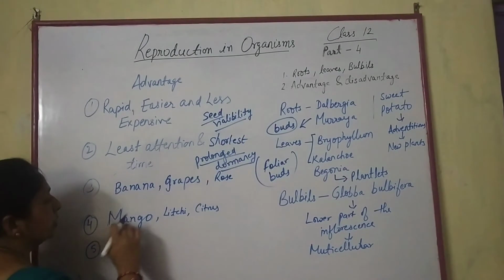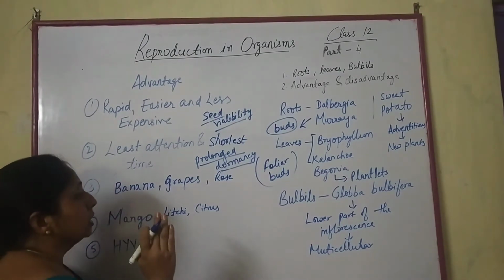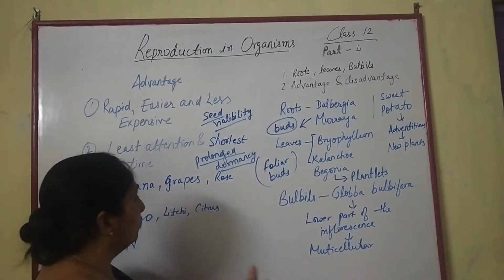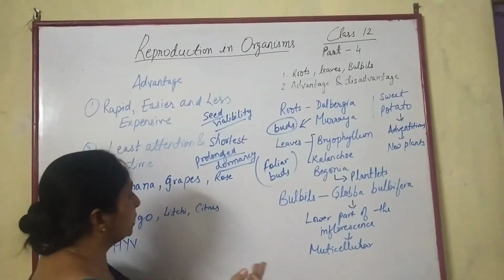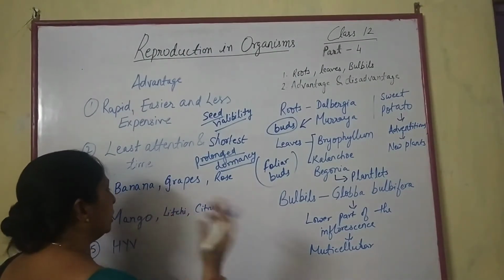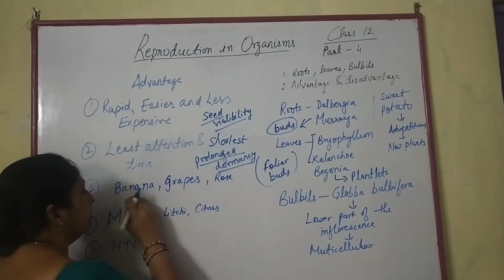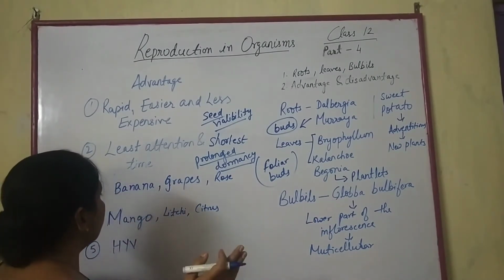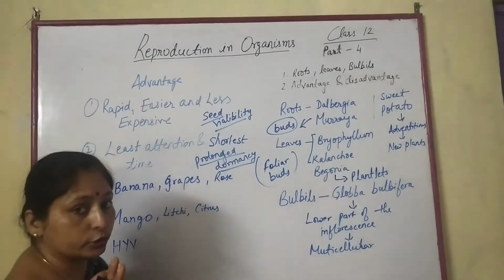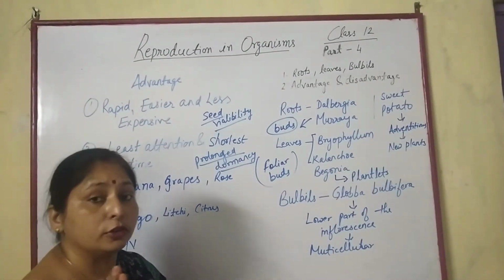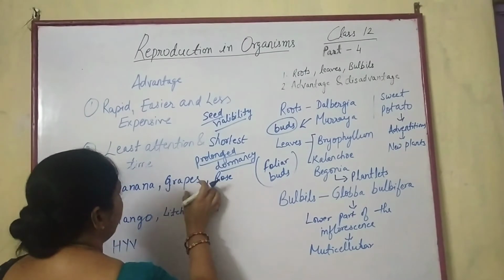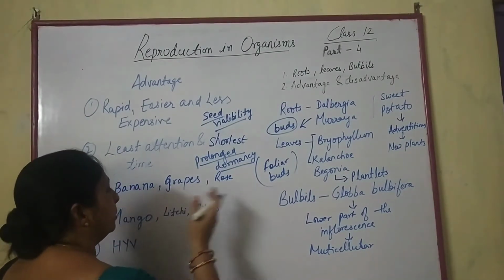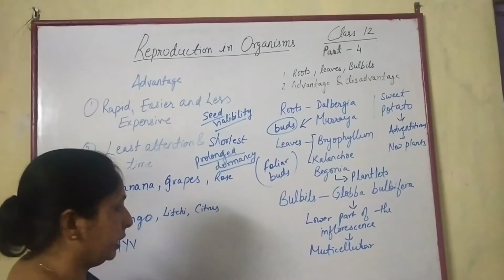Next we will discuss plants which have lost the capacity to form seeds. Examples are banana, grapes and rose. In these three plants, they have lost the capacity to form seed. Since they are not forming seed, the mode of reproduction is vegetative.